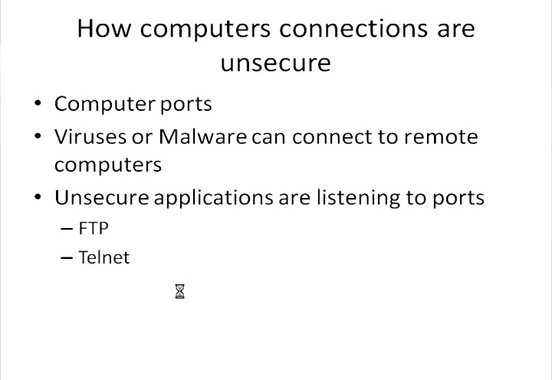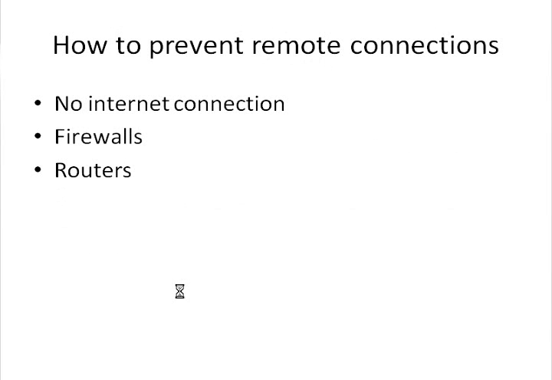How are computer connections unsecure? Well, computers use ports to communicate with other computers. Viruses or malware can connect to remote computers, and unsecure applications are listening to ports, such as FTP and Telnet, which might be sitting on your machine, accepting communications from other computers.